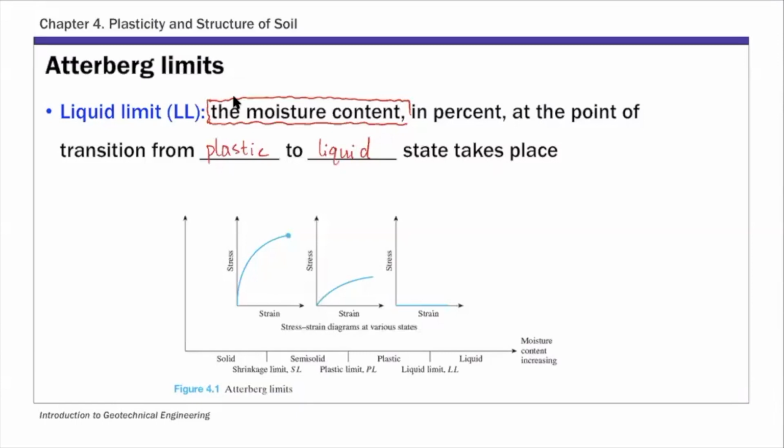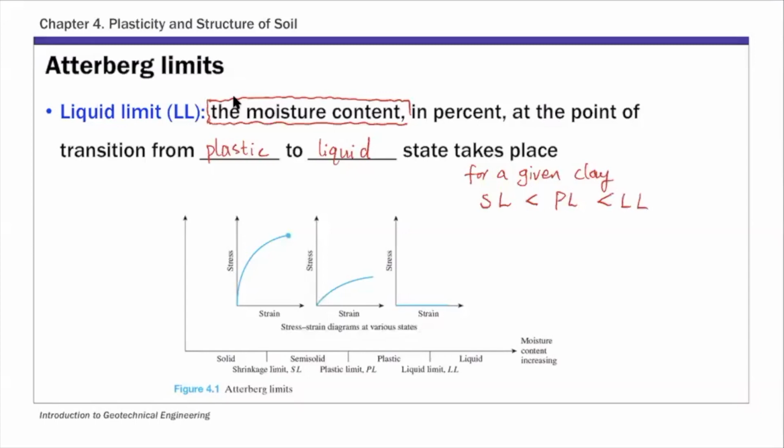And if you look at the definition, so these three limits, SL. So for a given clay, so immediately you have this relationship. So shrinkage limit is the solid to semi-solid transition moisture content. So it's actually the lowest for a given soil. And plastic and then liquid limit. Okay, so that's their relationship.